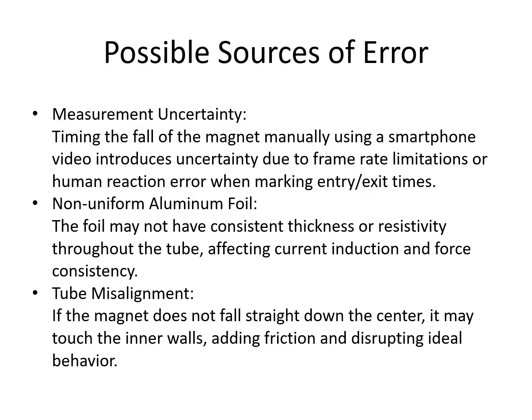For possible sources of error, there might be measurement uncertainty, as in all experiments, since the fall of the magnet was timed manually using a smartphone video, which introduces uncertainty due to frame rate limitations or other things. We can also see non-uniform aluminum foil, because it might not have consistent thickness or resistivity throughout the tube, which may affect the current induction and the force consistency. And lastly, there might be misalignment within the tube, because if the magnet does not fall straight into the center, it may touch the inner walls, which adds friction and disrupts the ideal behavior.